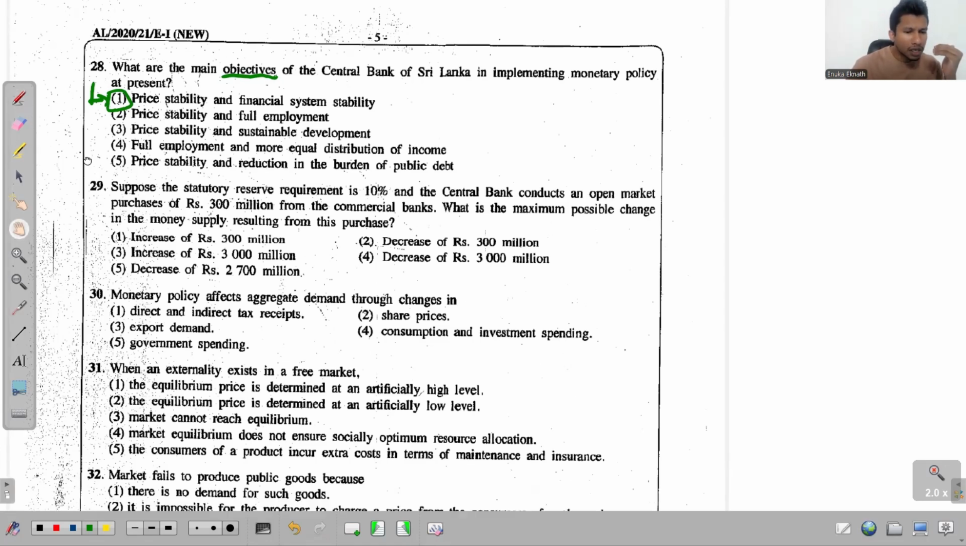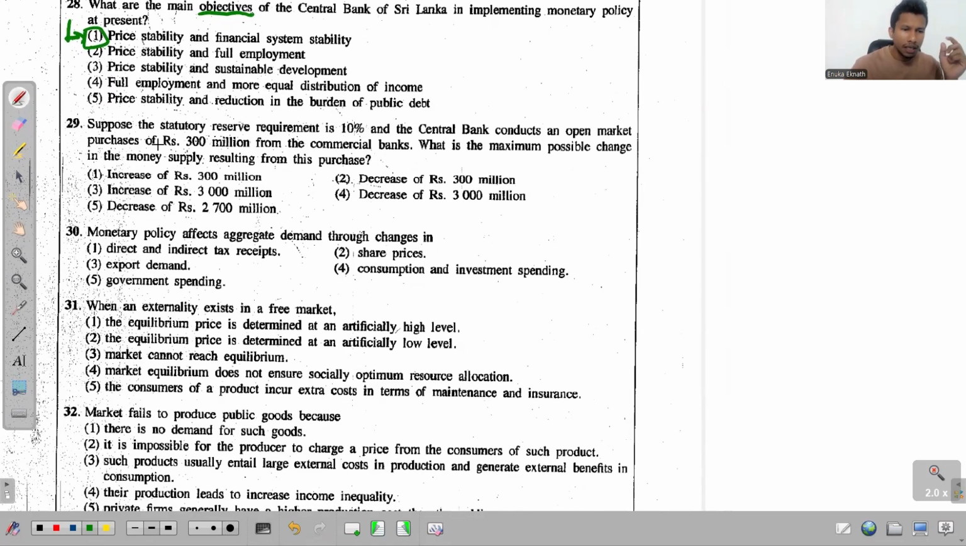Right. Look at this question 29 now. It says, suppose the statutory reserve requirement is 10% and the central bank conducts an open market purchase of 300 million from the commercial banks. Okay, then what happens?